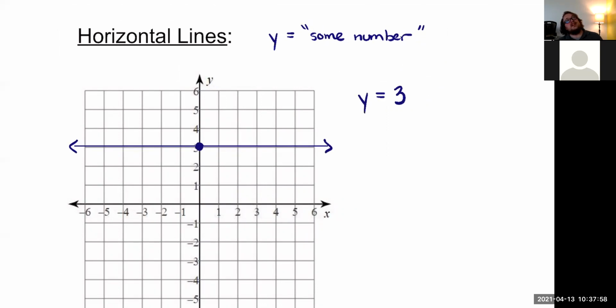That's it. Horizontal line, I don't have to find 2 points. I just have to find where it crosses which axis, and I just draw it in as horizontal, because horizontal always goes perfectly left to right. Like the horizon. That's a good way of thinking about it.